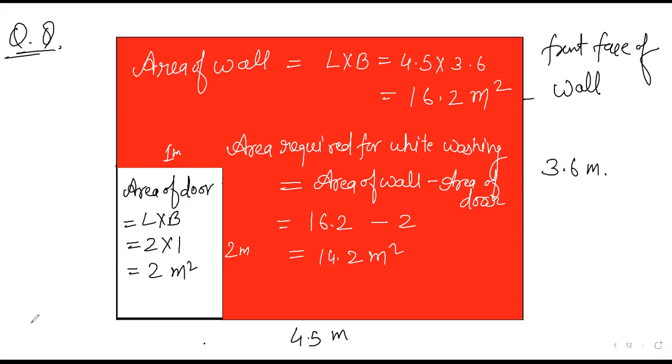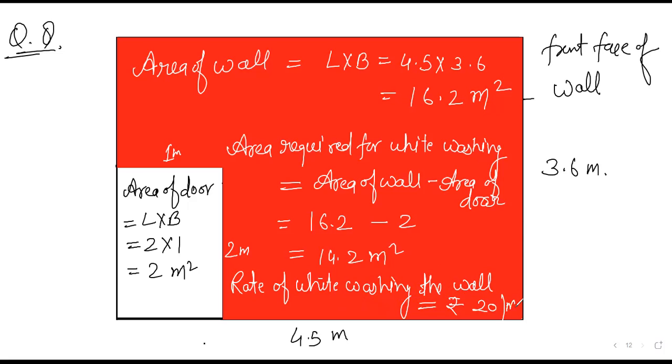The rate of whitewashing the wall is given as rupees 20 per meter square, right? So now the cost of whitewashing, we need to find the cost of whitewashing the wall.